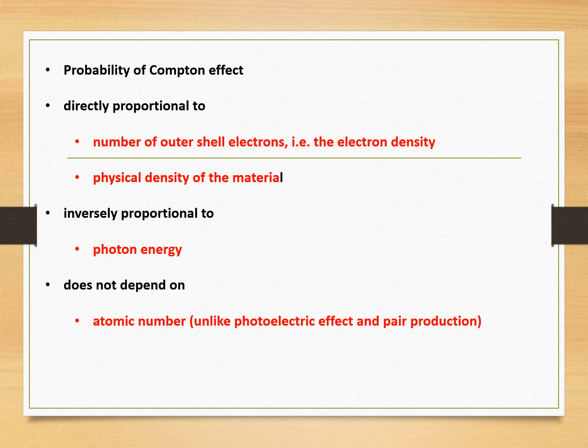This probability of the Compton effect is directly proportional to the number of outer shell electrons, that means electron density, as we saw in the last slide, and the physical density of your material. But it is inversely proportional to the photon energy. If the photon energy increases, the Compton effect will decrease, and it doesn't depend upon the atomic number. But in the case of the photoelectric effect and pair production, as we have already seen, it mainly depends upon the atomic number.